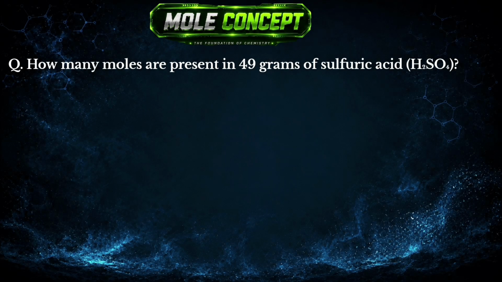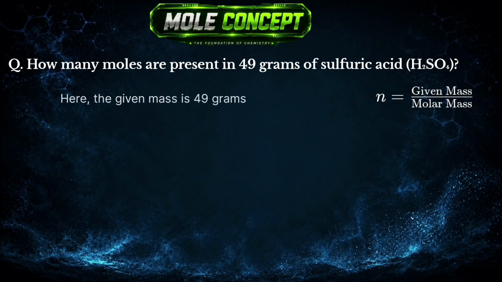How many moles are present in 49 grams of sulfuric acid, H2SO4? In this question, we need to find the number of moles. Since the mass of the substance is given, we use the formula: number of moles equals given mass divided by molar mass. Here, the given mass is 49 grams. Now let's calculate the molar mass of sulfuric acid. Sulfuric acid has the chemical formula H2SO4.